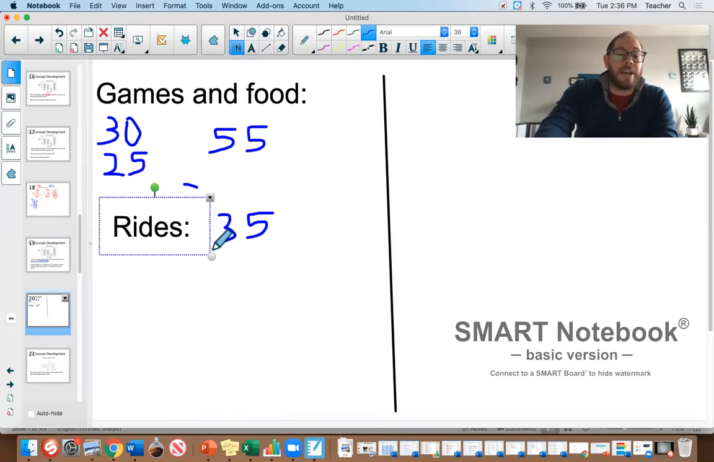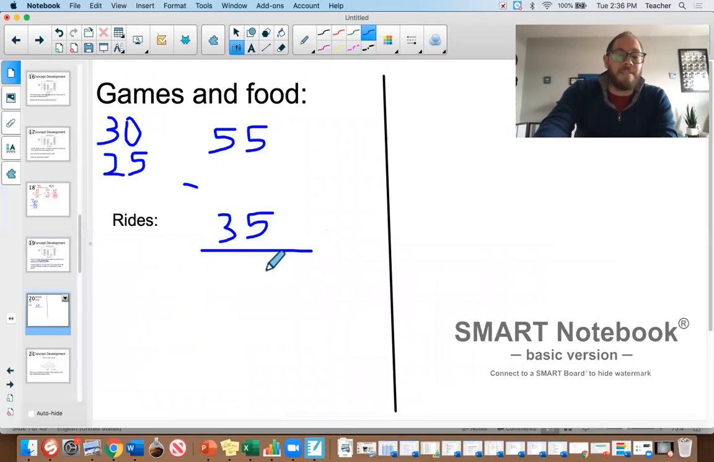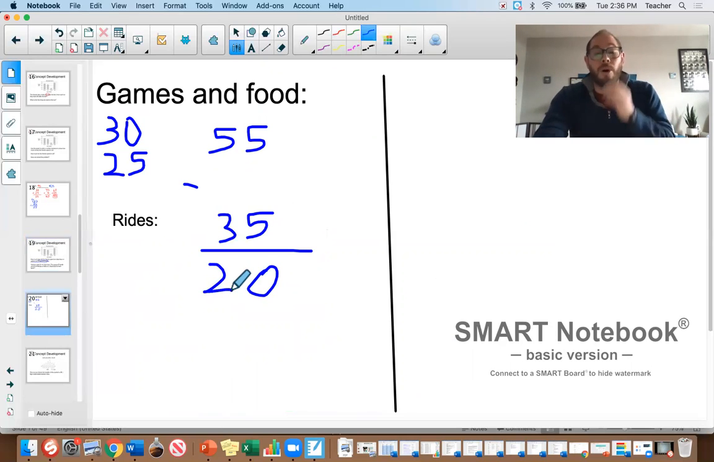And I'm just going to subtract. 5 minus 5 is 0. 5 minus 3 is 2. So they spent $20 more on games and food than on rides. Or you could say they spent $20 less on rides than on games and food combined.